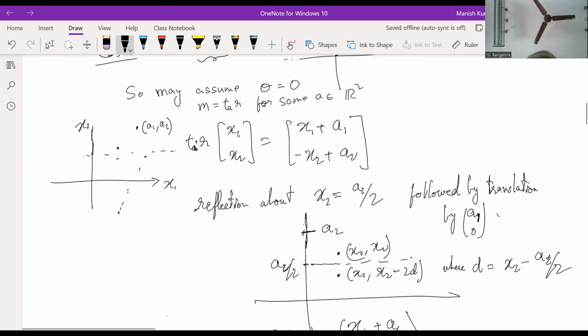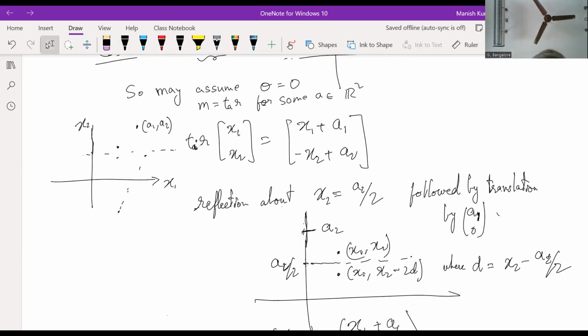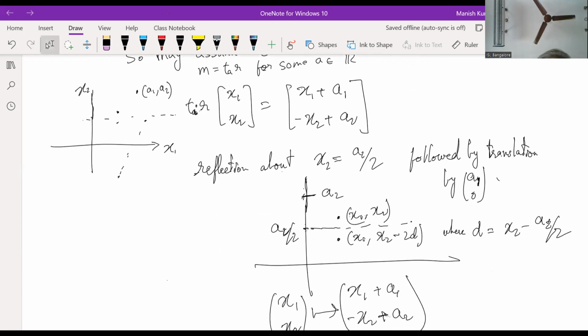Okay, so let's check it. Let's take any point. I've already drawn the picture here. So a2 is this, a2 over 2 is this. Let's say x1, x2 is this point. Then we want to say that reflecting about a2 over 2 and then adding the vector a1, 0 is the same as T_A times R. That means it will give you x1 plus a1, minus x2 plus a2.